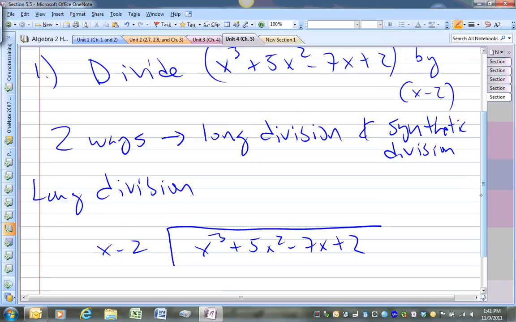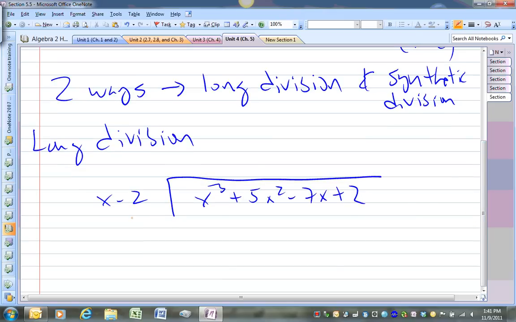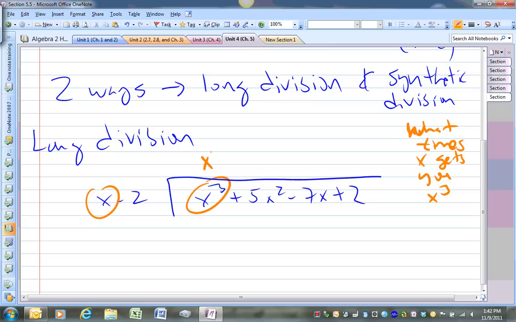Then what you want to do is ask yourself the following. What times x gets you x cubed? Because I want to focus on this and this here. So what times x gets you x cubed? Well, that would be x squared, right? So you multiply it, you get x cubed minus 2x squared.